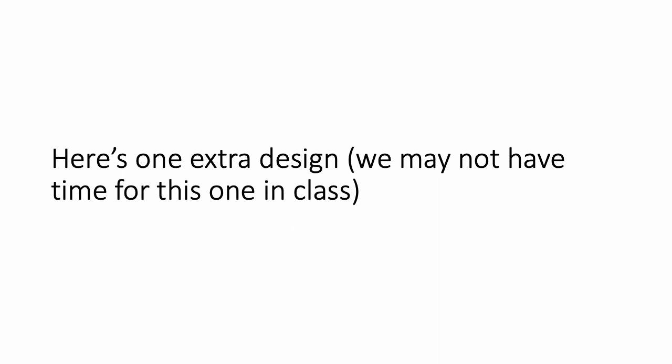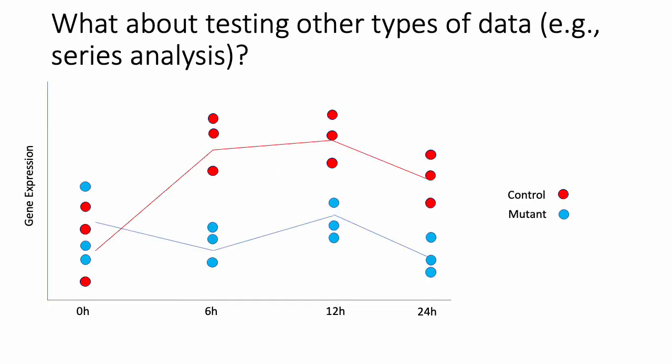I want to talk about one more bonus design that you may encounter. Depending on how efficient we are in class, we may or may not be able to go over this together. Some experiments use serial information in their design. In this case, we may have many data points which are related by a common factor, such as time, concentration, age, or some other continuous variable.